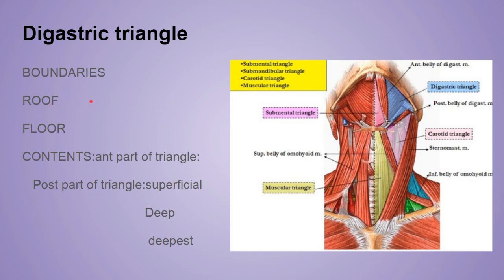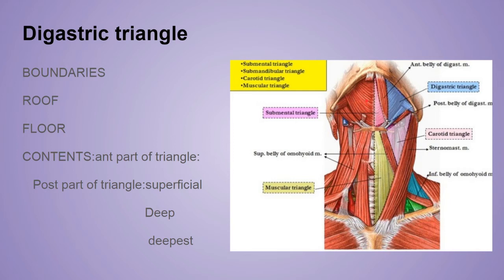Now the roof of this triangle is mainly formed by, remember, skin and superficial fascia. Now in this superficial fascia we have the platysma muscle, the cervical branch of the facial nerve, and the ascending branch of the transverse or anterior cutaneous nerve of the neck. So remember 3 things in the superficial fascia: platysma muscle, muscle of the neck, then the cervical branch of the facial nerve, and the ascending branch of the transverse or anterior cutaneous nerve of the neck.